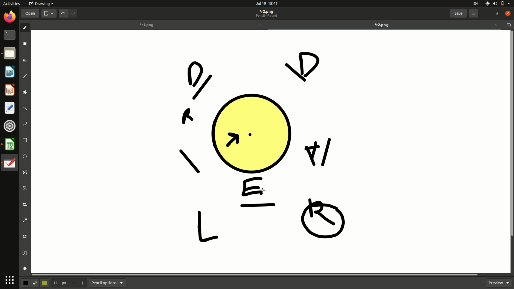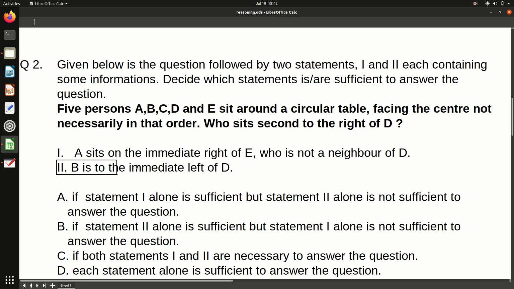So start from here. Whoever is sitting here, his right will be this direction. Just move the position and work out where the right will be. If I move E here, his right will be this direction. If I move E here, his right will be this direction. So the question is: B is to the immediate left of D.